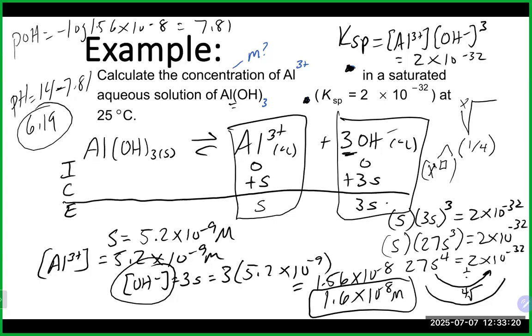So again, if I wanted the molar solubility of aluminum hydroxide, that again would be the S value in this case as well. So that would be what the S value would be for the whole thing. Any questions on any of that there?